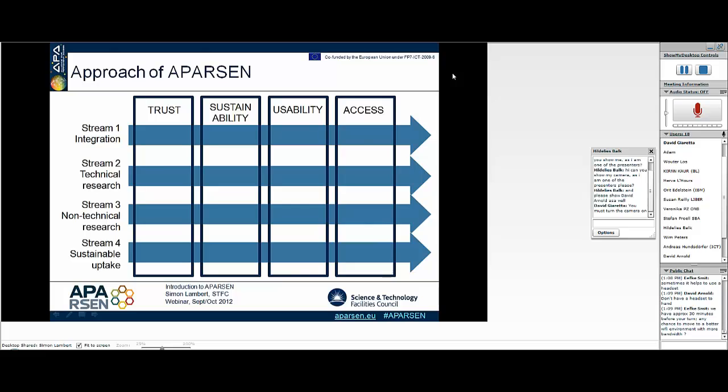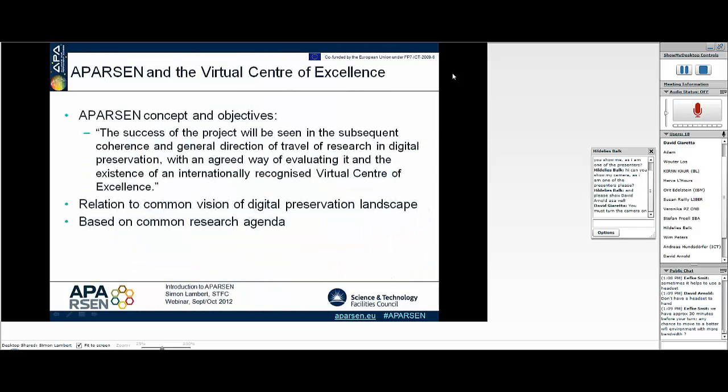Access meaning how is it possible to ensure that the users of the future can find and interpret the digital materials that they're interested in. So this is the master plan for APARSEN. I won't go into details of work packages and things like that, but that's our own strategy.